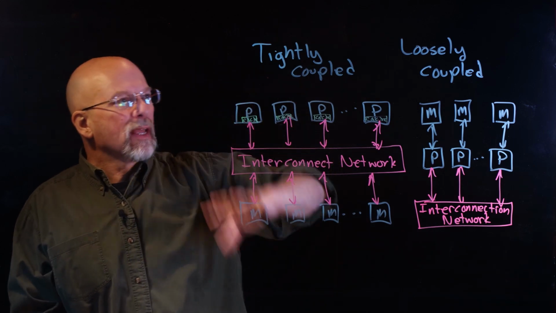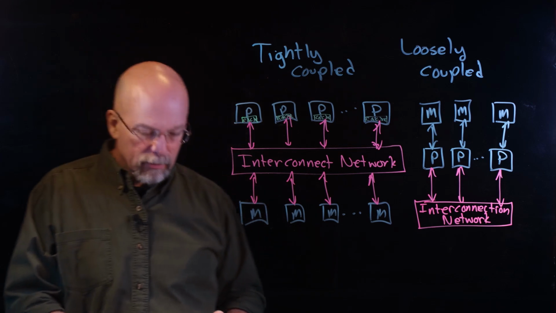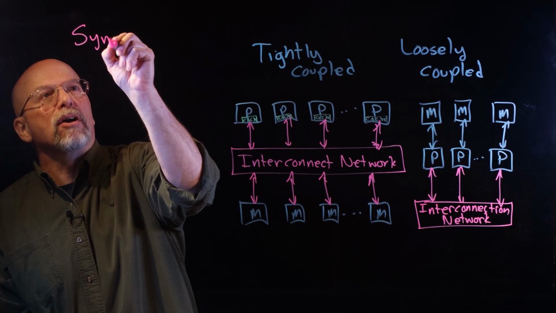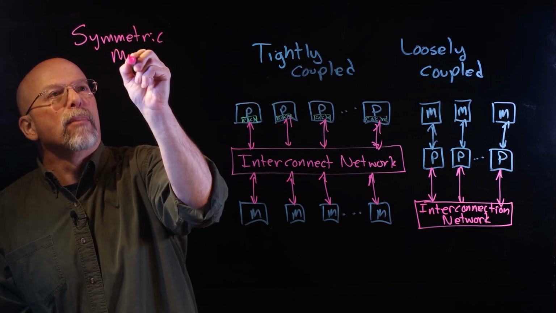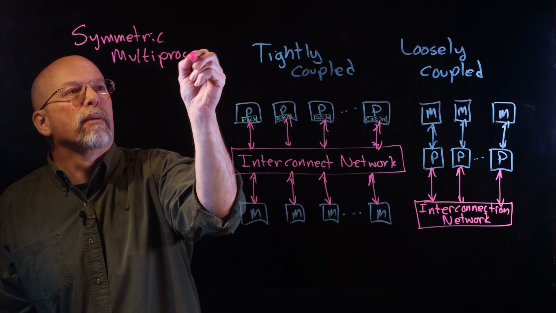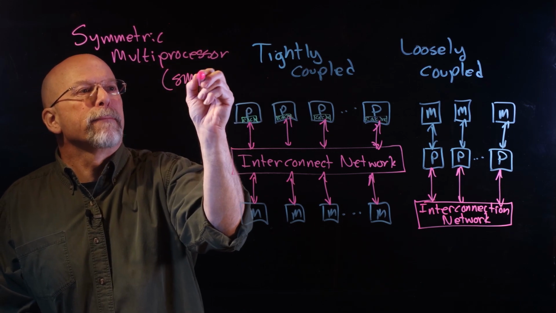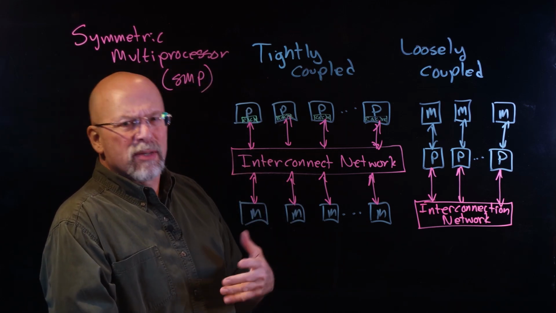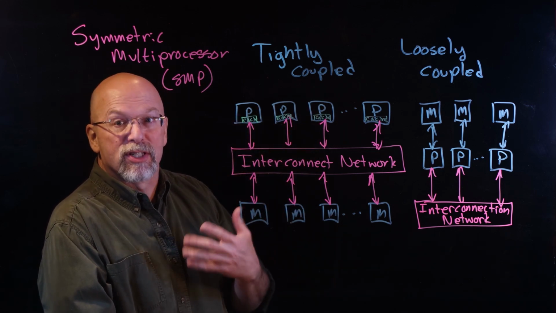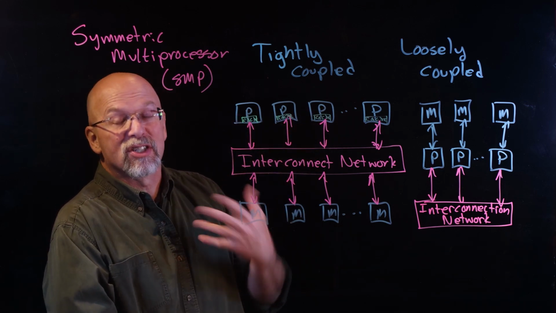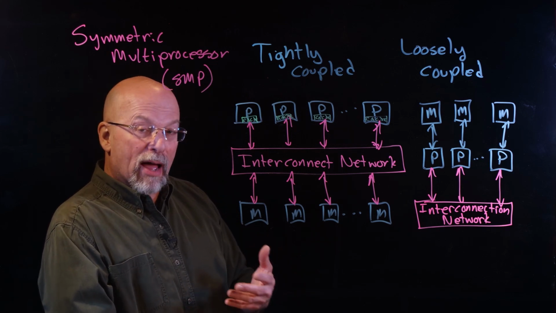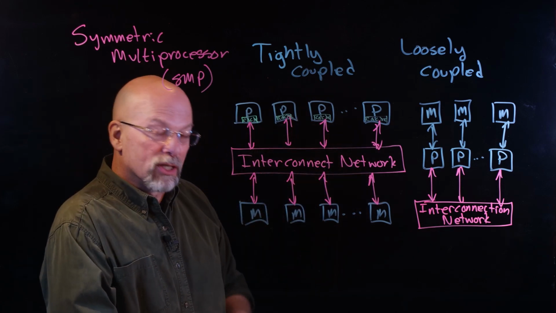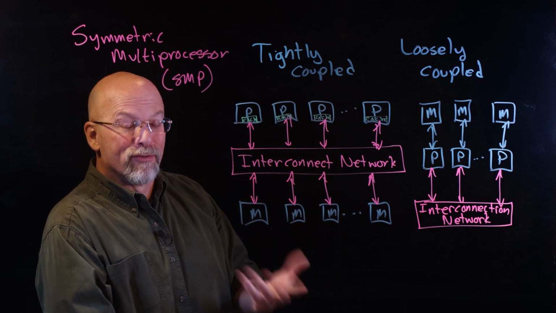So let's talk briefly about this tightly coupled first. Now, one of the most common implementations of a tightly coupled network is something called a symmetric multiprocessor, or SMP. This is the kind of thing that you would see with a multi-core processor. And this means that these processors typically have the same capacity, the same capabilities, the same functionality, and they also have the same time to access or the same connection to each one of the memory devices. Very symmetric. Their capabilities are very symmetric.